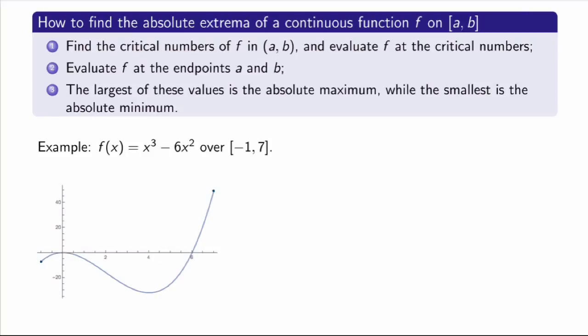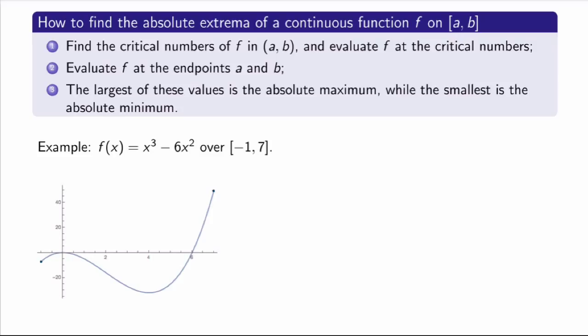All right, so we can now put everything that we've seen into practice to find the absolute min and max of a continuous function over a closed interval. So first, by the extreme value theorem, we know that there will always be an absolute min and an absolute max. And we also know that these will be either at the endpoints of the interval or at local min and max, which are at critical numbers of the function.